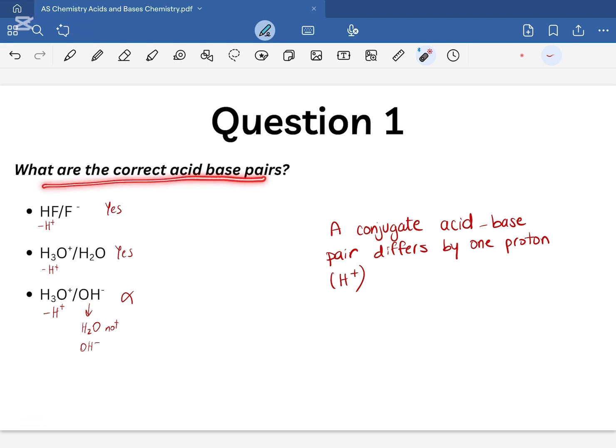What are the correct acid-base pairs? So we need to know that a conjugate acid-base pair differs by one proton, which is H+. If we look at HF and F-, and we remove an H+ from HF, we get F-. So this is a correct acid-base pair. For H3O+ and H2O, if we remove an H+ from H3O+, we get H2O, so this is correct. But for H3O+, if we remove an H+, we're not going to get OH-, so this is incorrect. So the only correct options are these.